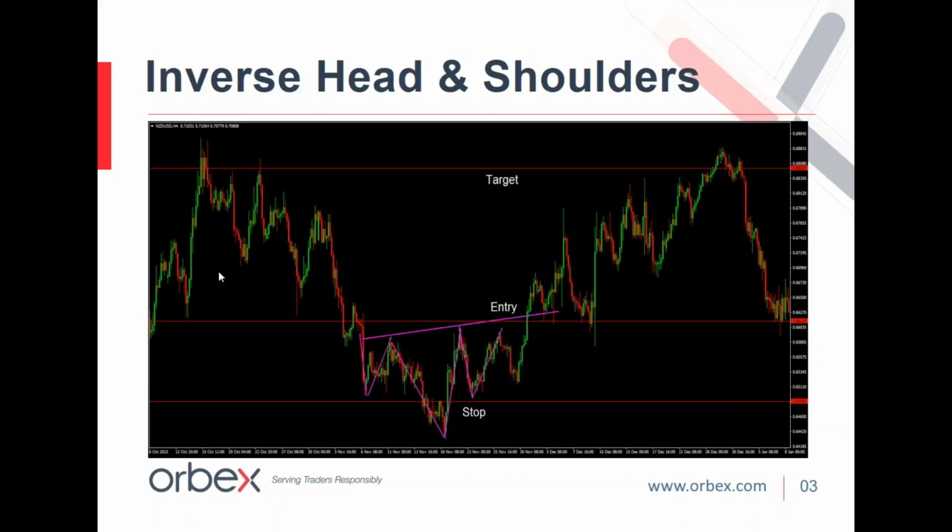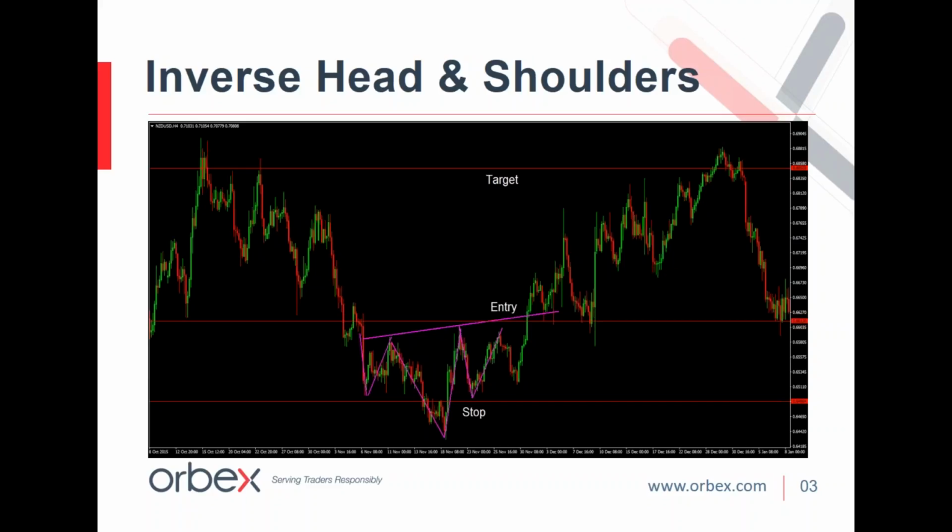So sticking with head and shoulders, starting to think a bit about candlesticks, one of the ways in which I also look to trade head and shoulders patterns, which is a slightly more aggressive approach, is where I look to trade the potential right shoulder. So I look to anticipate the formation of a head and shoulders pattern based on the presence of a left shoulder and a head.